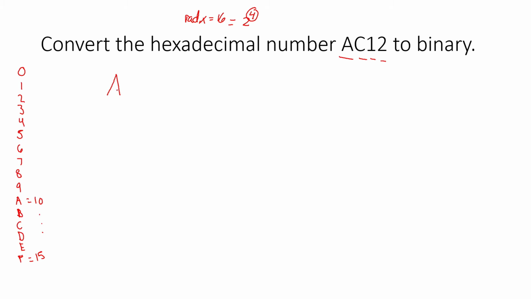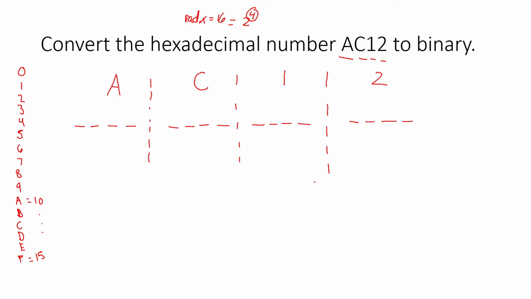So we want to split this up: A, C, 1, and 2. 4 bits each: 1, 2, 3, 4. 1, 2, 3, 4. 1, 2, 3, 4. 1, 2, 3, and 4. And let's separate these. Alright, so remember each place begins at 2 to the 0, going left to 2 to the 3. Everything's the same, pretty much. Alright, so let's get started.